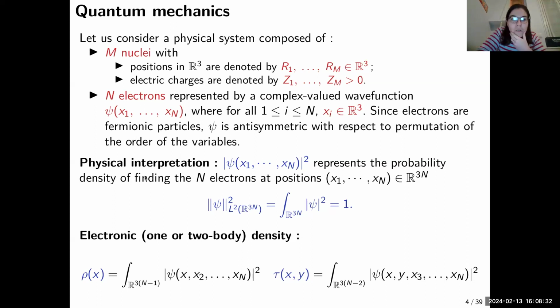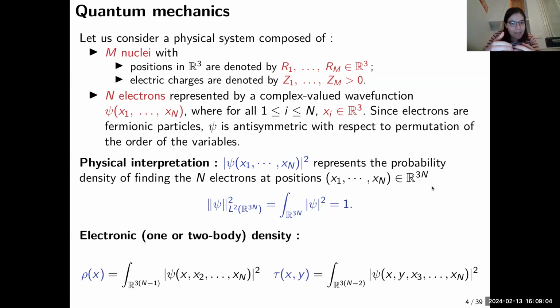Okay, so for those of you who are not familiar with quantum mechanics, let me just mention the following fact. So psi is complex valued, but if you consider its squared modulus, so the squared modulus of psi evaluated at x1 up to xn, remember here again, x1 up to xn are vectors of R3, this represents the probability density of finding the n electrons at positions x1 up to xn, okay?